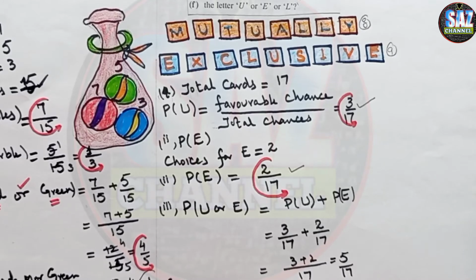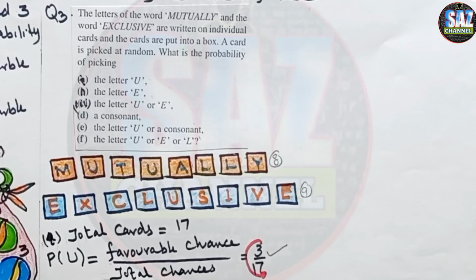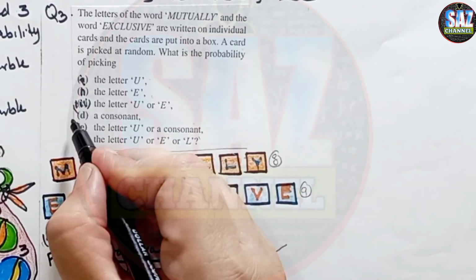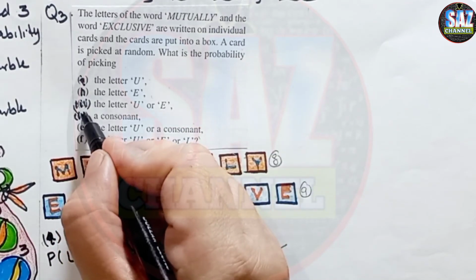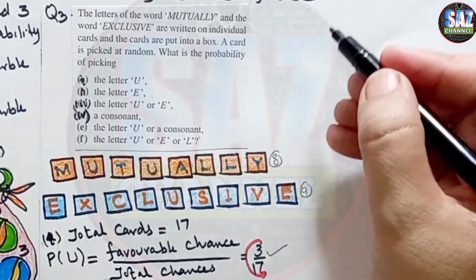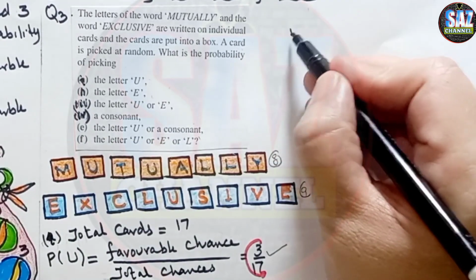So probability of U or E equals 5 by 17. Let me write 17 properly. Okay, the next part, the fourth part, is asking for the consonant. So probability of consonant.